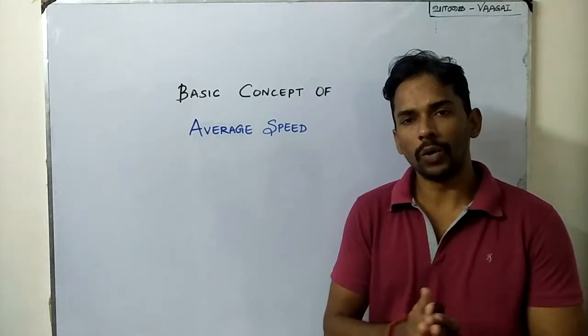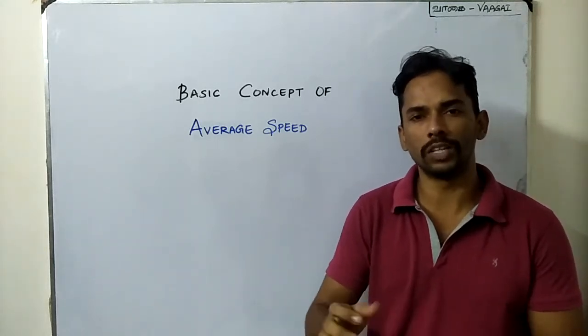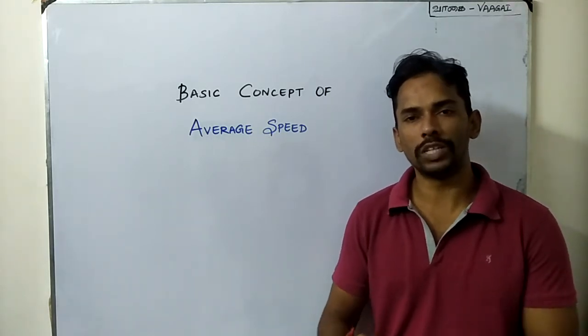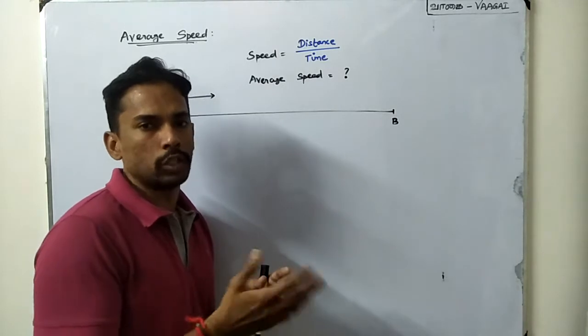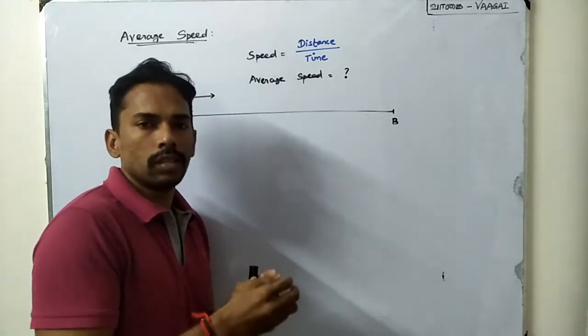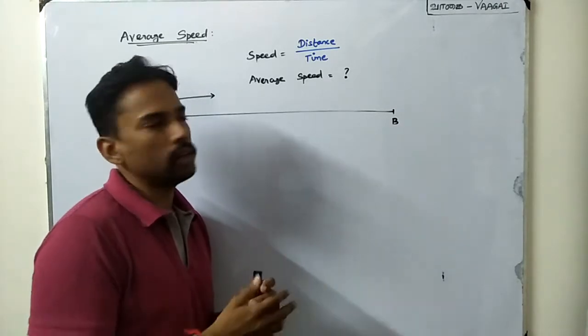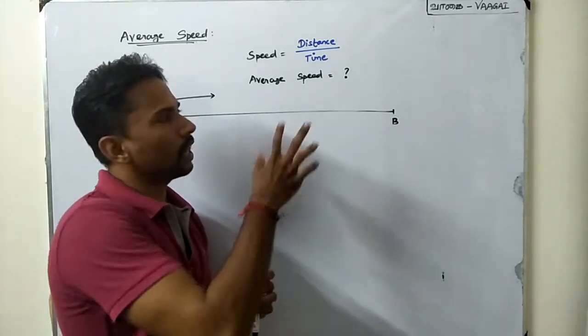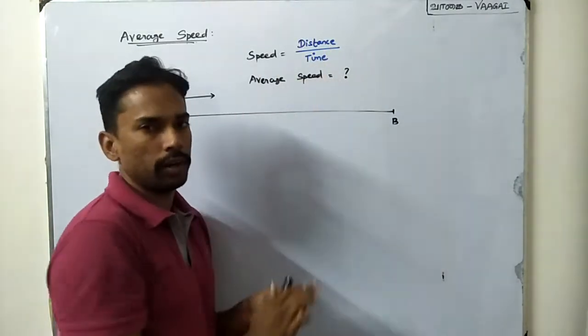In today's session, we are going to discuss a very important part of the time, speed and distance topic. The concept we are going to see today is average speed. We all basically know what speed is. The distance covered in a particular time is what we call speed. If distance and time are given, how can we calculate the speed? Speed is nothing but distance divided by time.